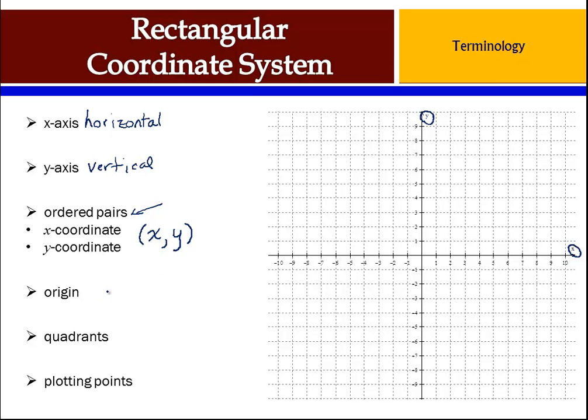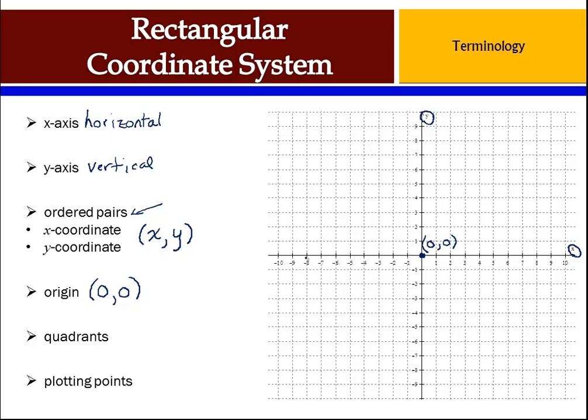The first point you need to learn is the point called the origin, and this is located at (0, 0), at the point of intersection of the two number lines. So this point is called the origin and can be labeled with the ordered pair (0, 0).